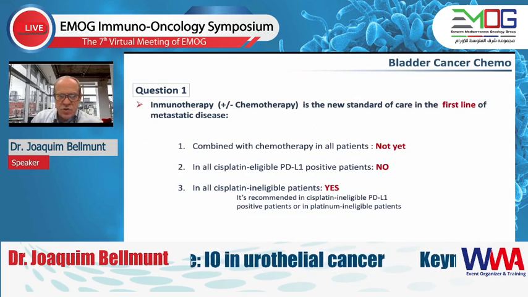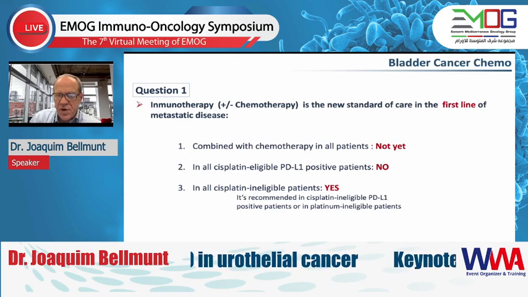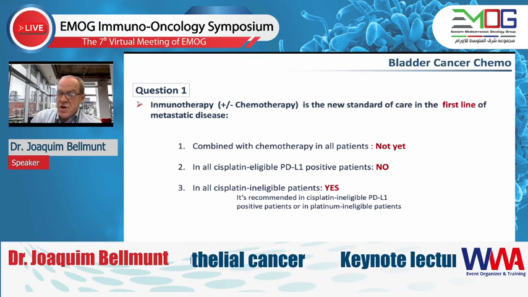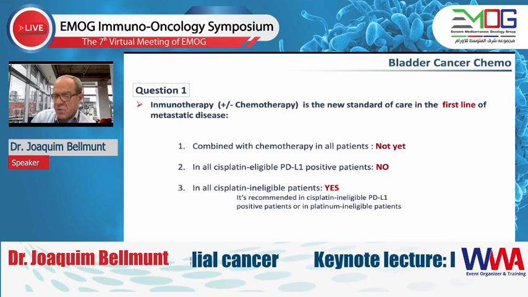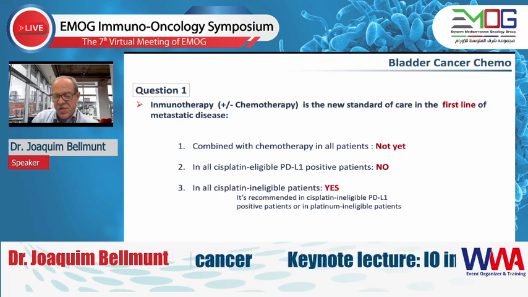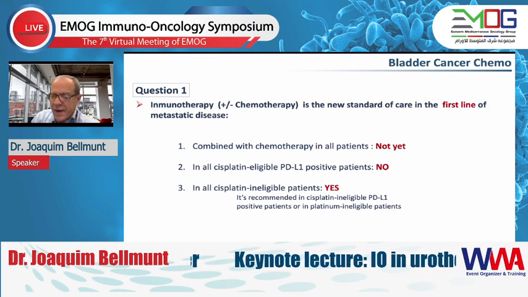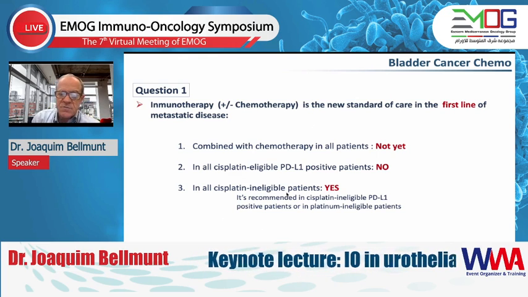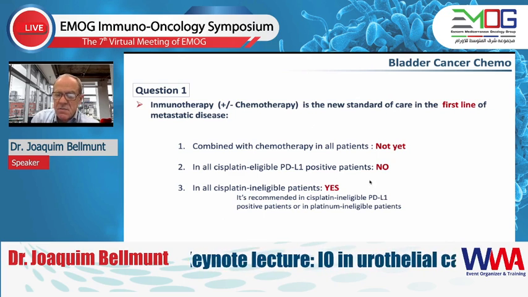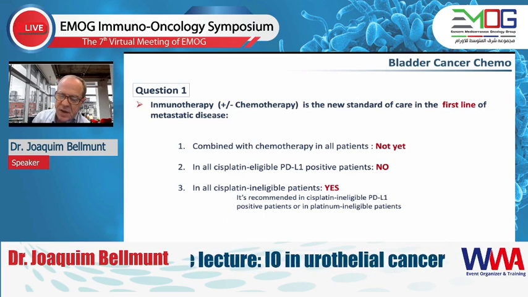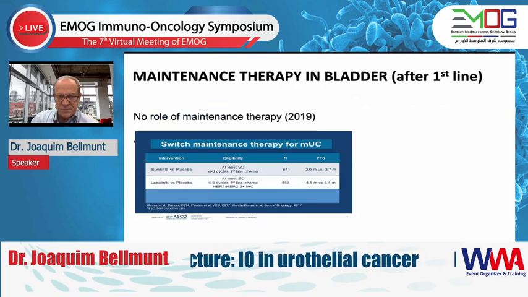So just to summarize a bit, immunotherapy plus or minus chemotherapy, is this a new standard of care in first line? So not yet. We need to wait for the final overall survival for the IMvigor 130. In all cisplatin eligible PD-L1, no. Only in cisplatin ineligible patients, maybe there is a role for immunotherapy. And we know that atezolizumab and pembrolizumab are drugs being approved.